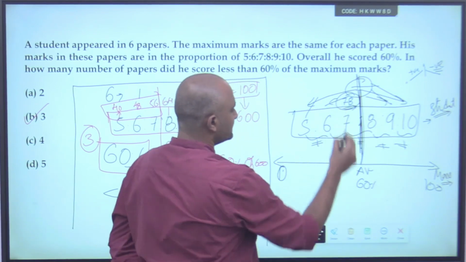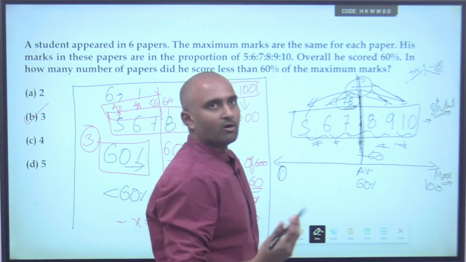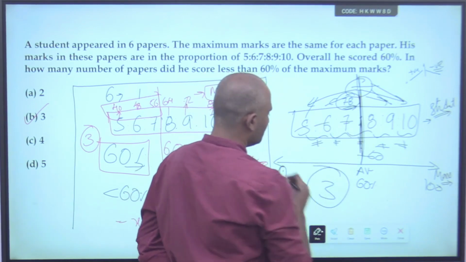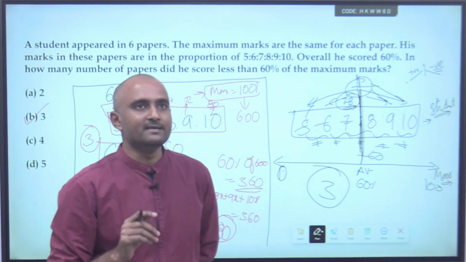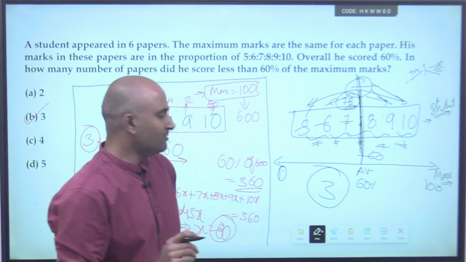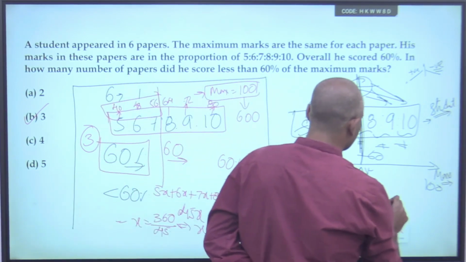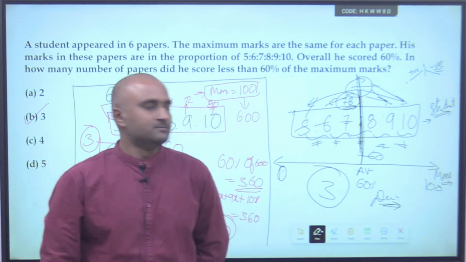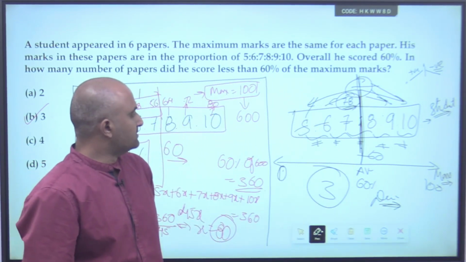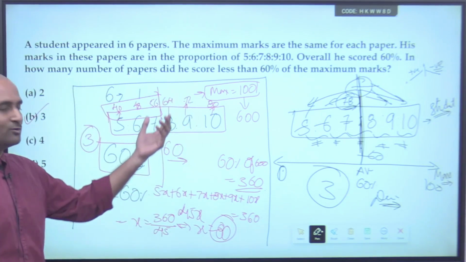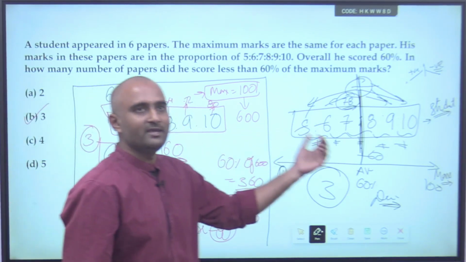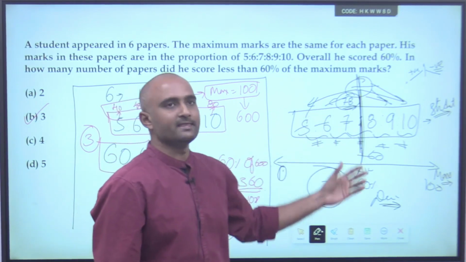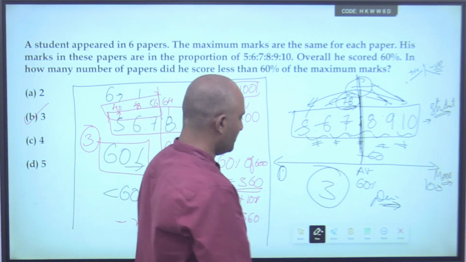Now, this is his 60%. In how many subjects did he score less? 1, 2, 3. 3. It is that easy if you follow the deviation method and understand it. See, here you need to do this much work, but by following the deviation method, it is just a visual problem. You need not go for calculations. It is that simple.